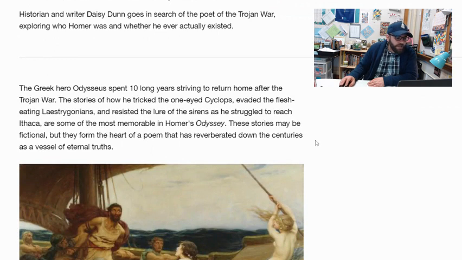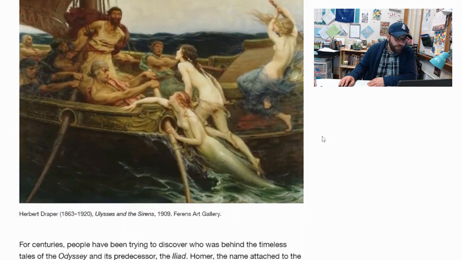The Greek hero Odysseus spent 10 long years striving to return home after the Trojan War. The stories of how he tricked the one-eyed Cyclops, evaded the flesh-eating Laestrygonians, and resisted the lure of the sirens as he struggled to reach Ithaca are some of the most memorable in Homer's Odyssey. These stories may be fictional, but they form the heart of a poem that has reverberated down the centuries as a vessel of eternal truths.